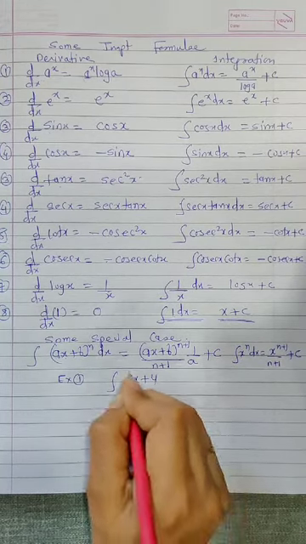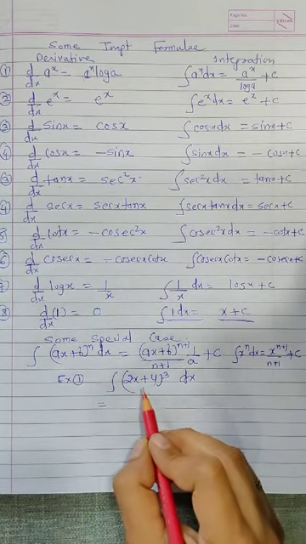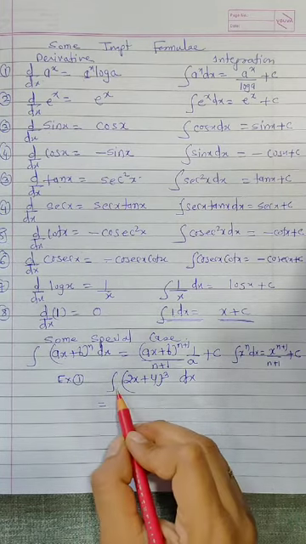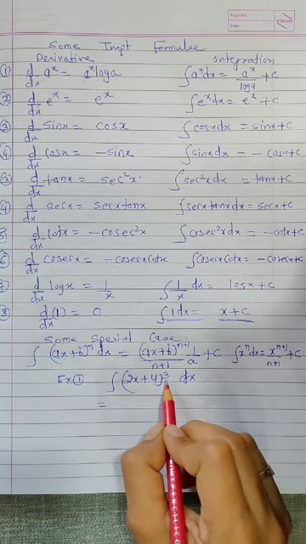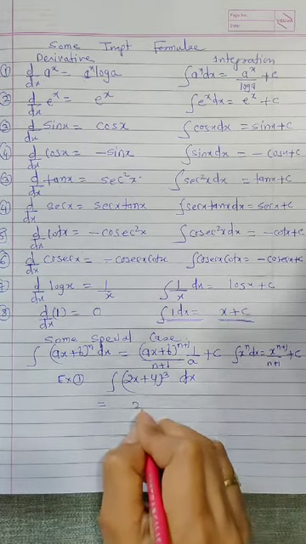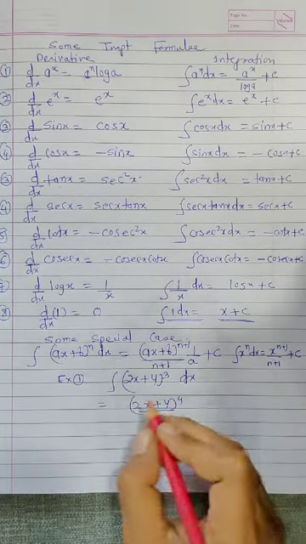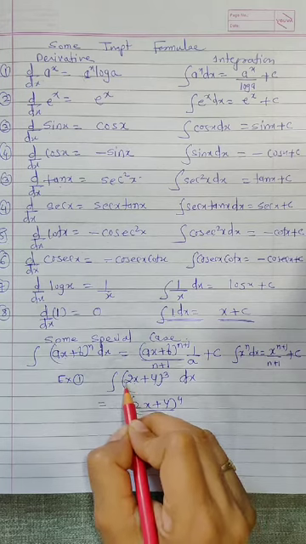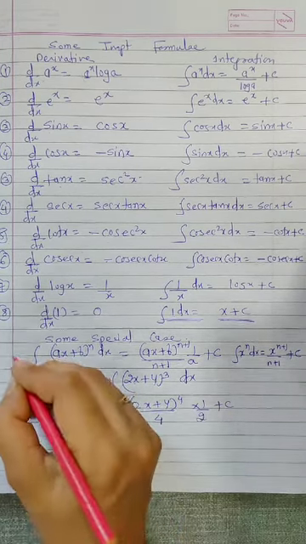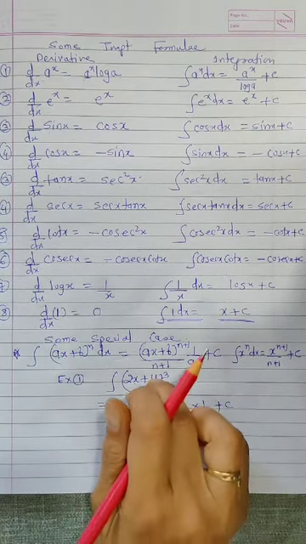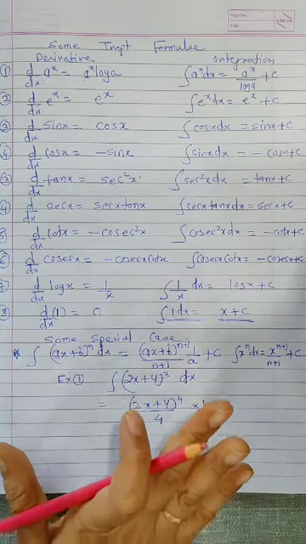The integration of (2x plus 4) raised to 3 dx. Okay students, now see here it is of the type x raised to n in integration, so we will apply the formula. In the formula n is replaced by n plus 1, so this will become (2x plus 4) to the power 4 divided by 4, but here the coefficient of x is 2, so we have to divide by 2, plus c. So this formula is very important. These are the formulas, you have to remember them.